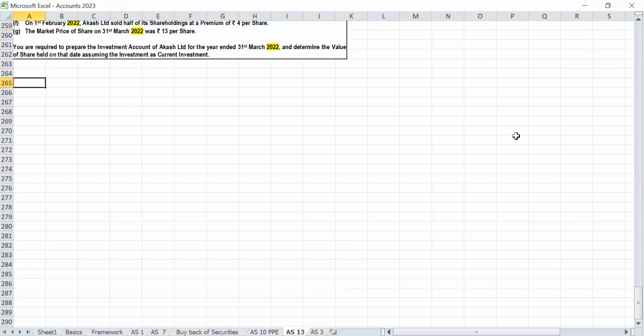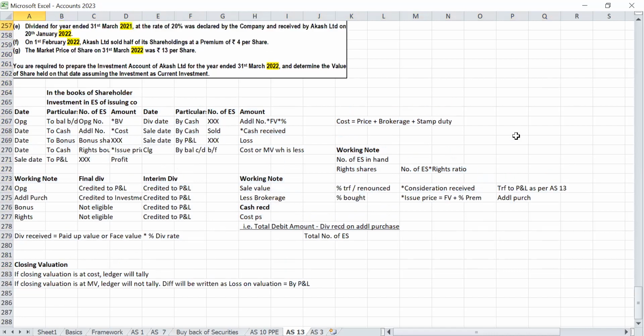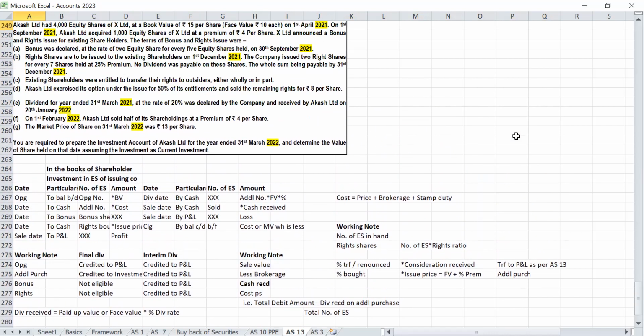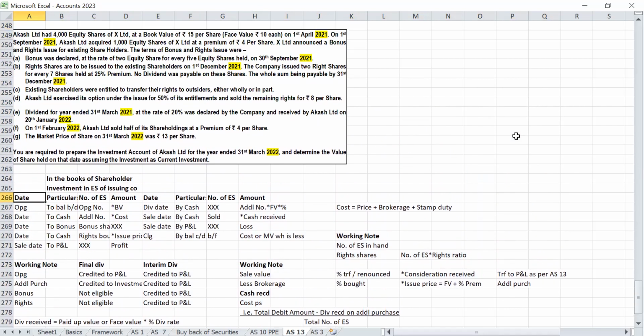Investment accounting is just a format filling. Everything will be there as such. You just have to fill in the blanks. Yes. Bharat. Okay, sir.